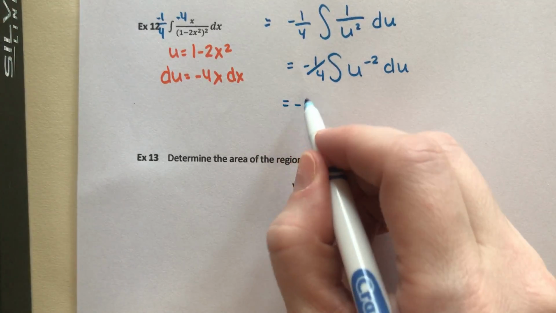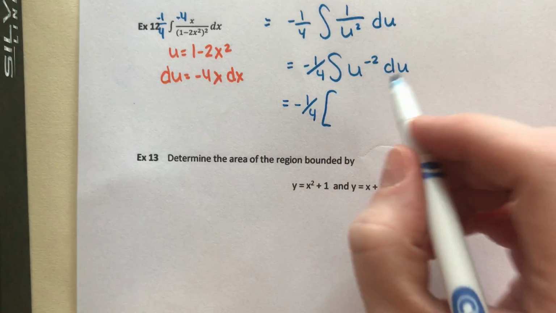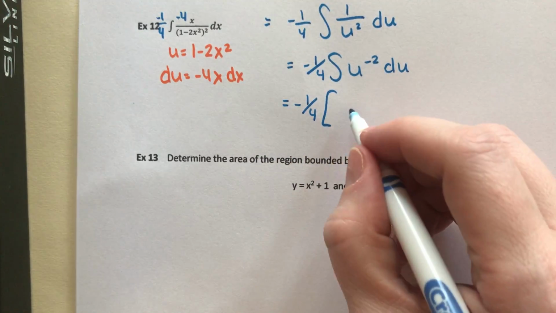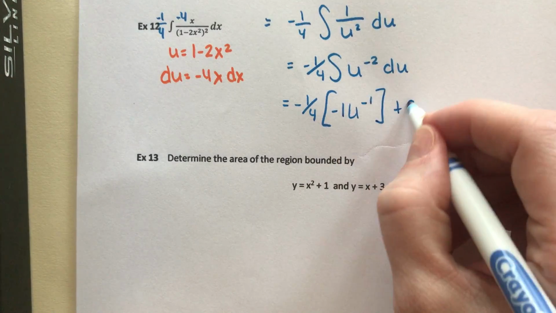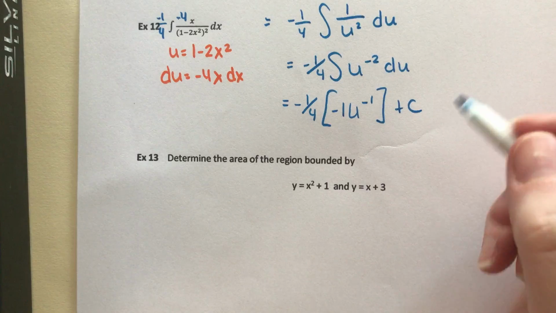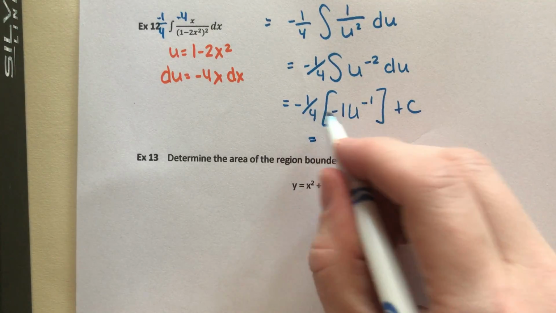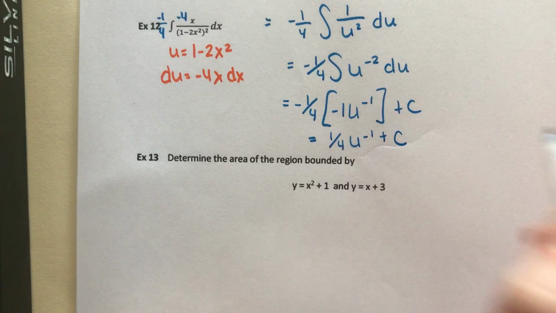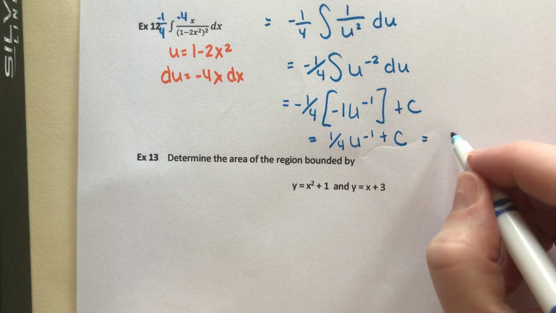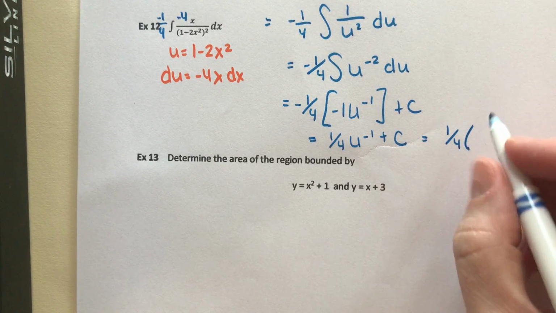So next step, I'm going to take the integral. I'm going to add and divide. If I add 1 to negative 2, that gives me negative 1, and then divide by that. Don't forget your plus c. So I'm going to multiply these together. That's positive 1/4 u to the negative 1st plus c. And then our final step, we're going to plug back in for u.